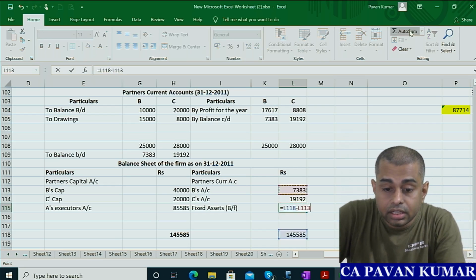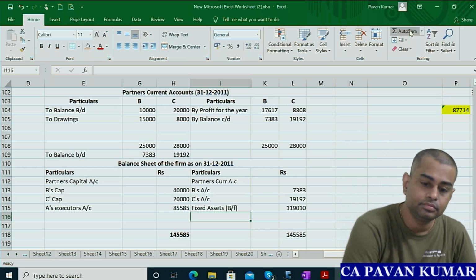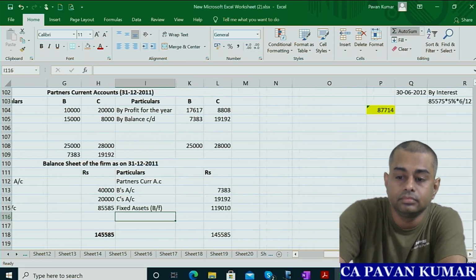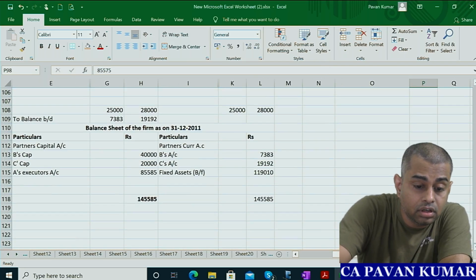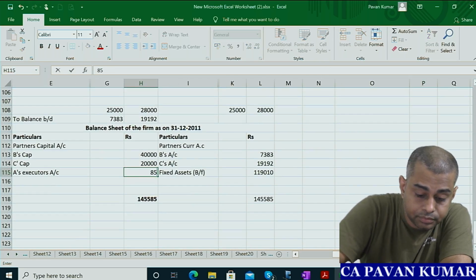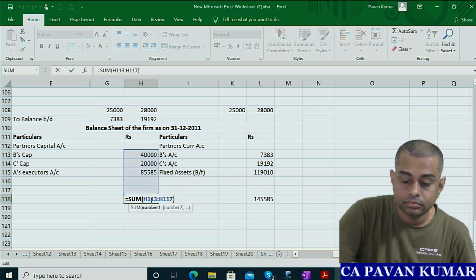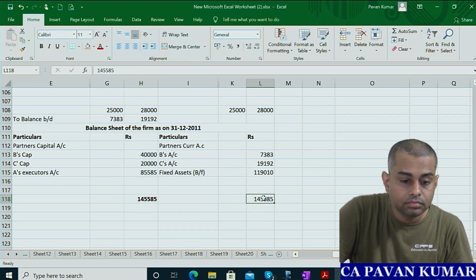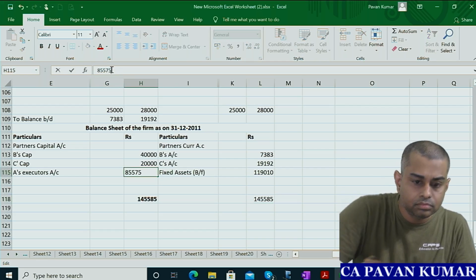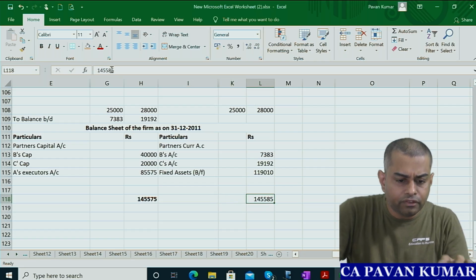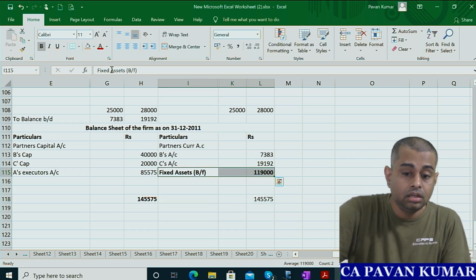So can I say this minus this minus this? 119,010. 85,575. 145,575. 1,19,000. Fixed assets is the balancing figure.